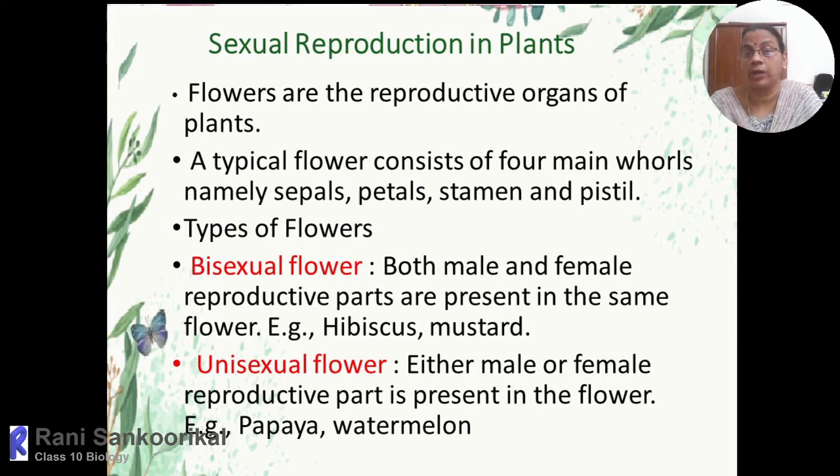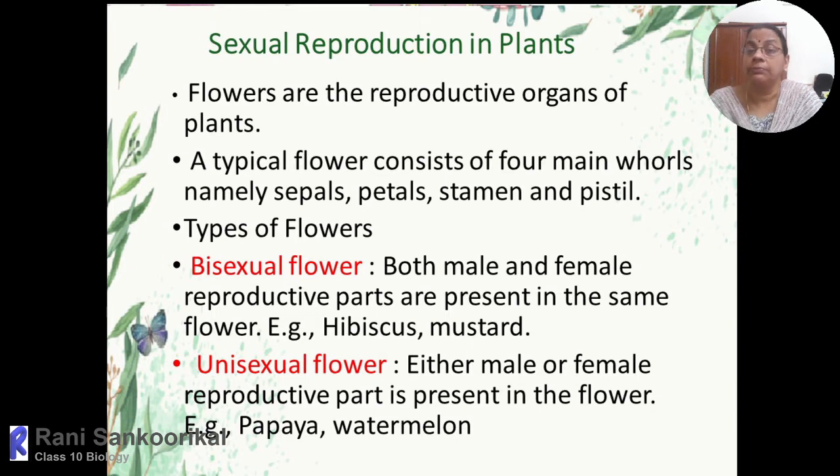Uni means one, and sexual means sex organ. Only one type of sex organ will be present in a flower. So in such a case, the flower which contains the male sex organ, we'll call it a staminate flower, because it will produce only the stamen, or male flower. And the flower which contains only the carpel or pistil, we can say pistillate flower. That means it consists of only the female sex organ. So that flower is called a female flower.